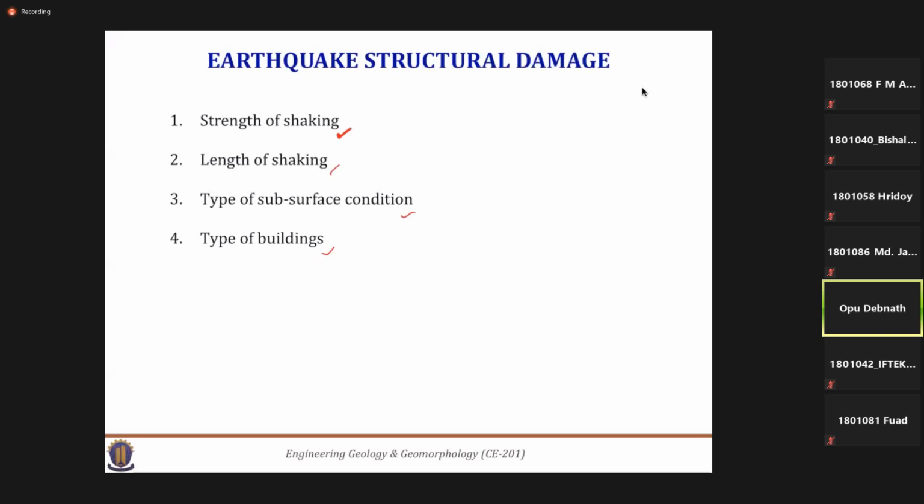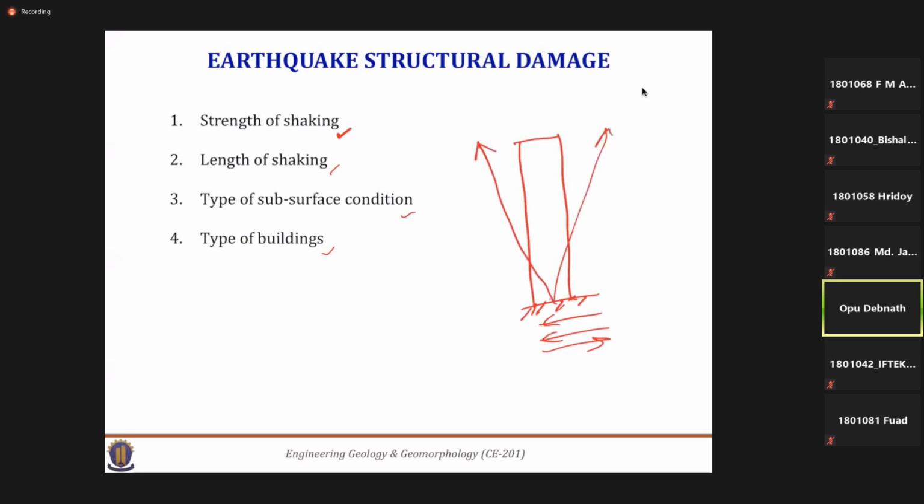If you have a tall building, and ground movement occurs, it will tilt in this direction, sidewise movement. Due to its own mass, if it tilts beyond a certain limit, it will fall, due to gravity or its own momentum. But on the other hand, if you have a building like this, this building is more stable compared to this one.